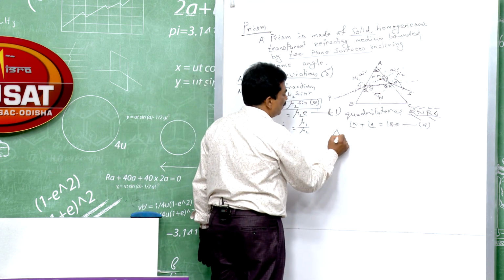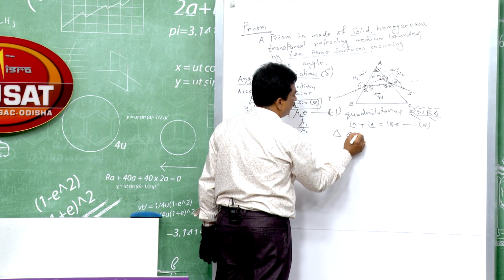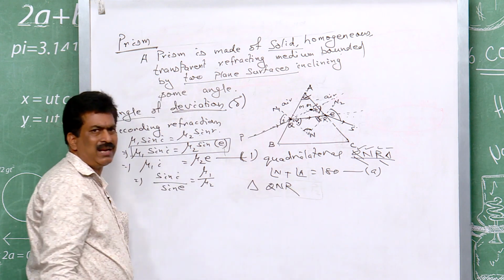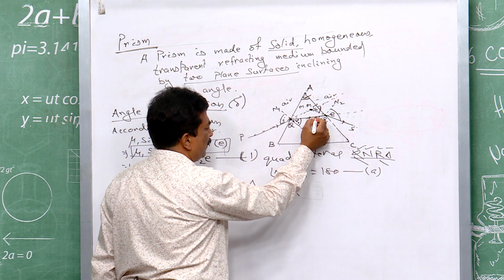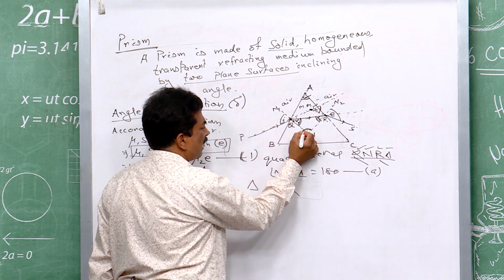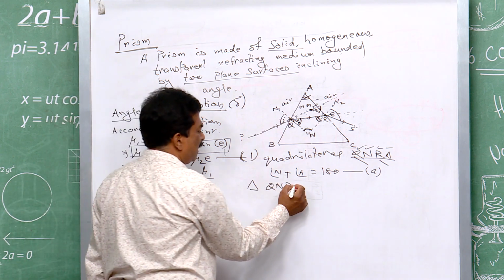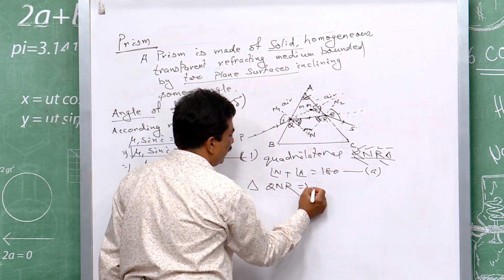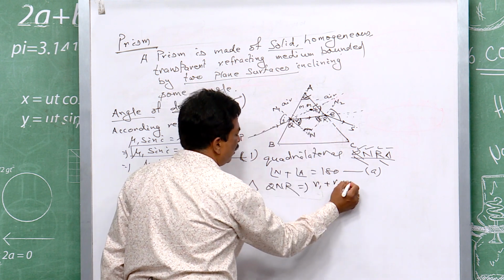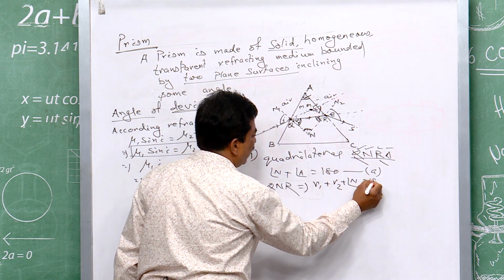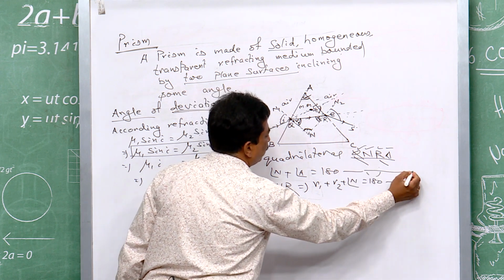Again in the triangle QNR, you see this is QNR, meaning this angle plus this angle plus this angle is equal to 180 degrees. The sum of the 3 angles is equal to 180 degrees, meaning R1 plus R2 plus angle N is equal to 180 degrees, that is equation B.